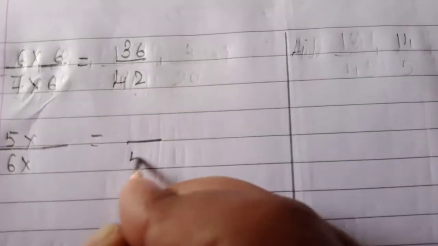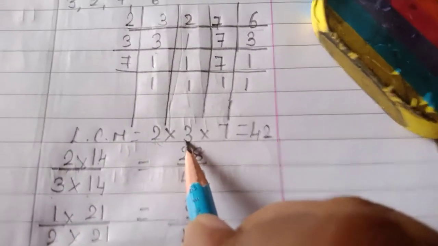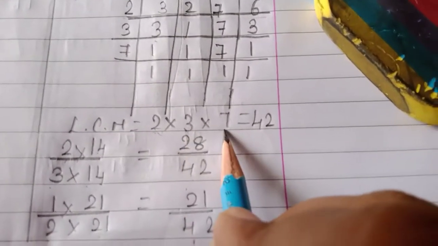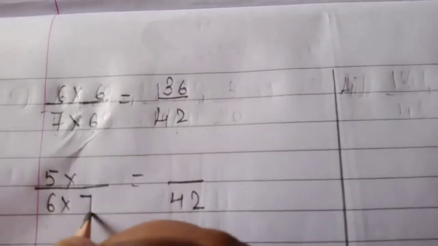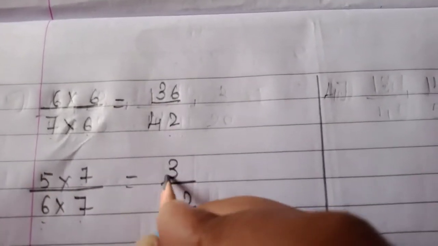Now the next fraction is what there? 5 upon 6. So we will write 5 upon 6. And we want denominator 42. Here 6 is there. So see, 2 3s are 6. Okay, so which number is left? 7. So we will write here in the denominator 7. So 6 7s are 42. And the same number we will multiply in the numerator also. 5 7s are 35. So all the denominators become 42.